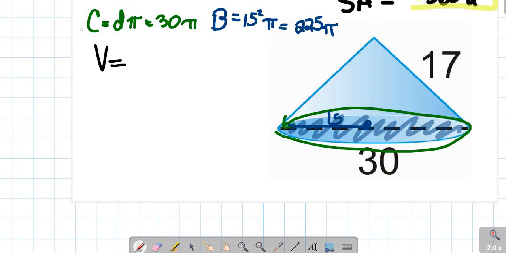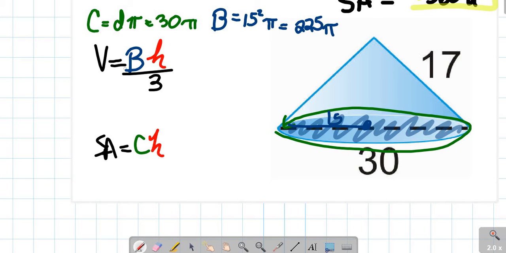Volume of a cone equals base times the true height over 3. Surface area equals circumference times the height over 2 plus 1 base. Ooh, hang on. Correction, that's not true height, that's slant height. Let me keep my variable straight here.